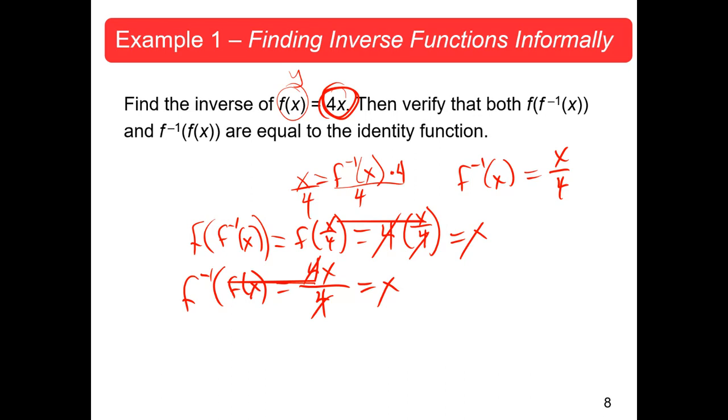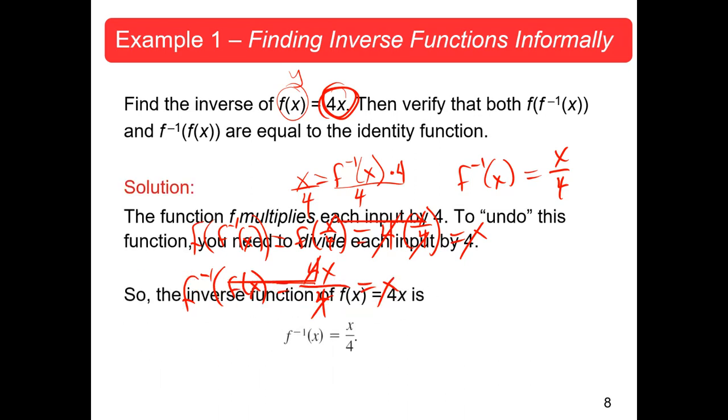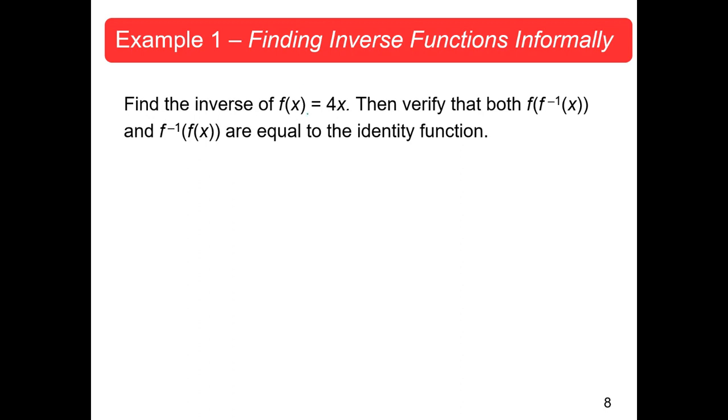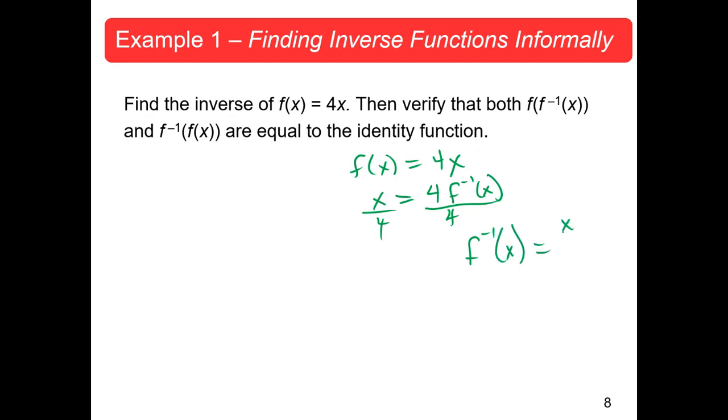All right, so I have some scratches here. Let me erase all those. All right, so first of all, let's look at even solving this for its inverse function. If I have f of x equal to 4x, let's reverse those places. So I'll have x equals 4 f to the -1 of x. And I need to solve for the inverse of f. So I'm going to divide both sides by 4. So now I know that my inverse is going to be x over 4.